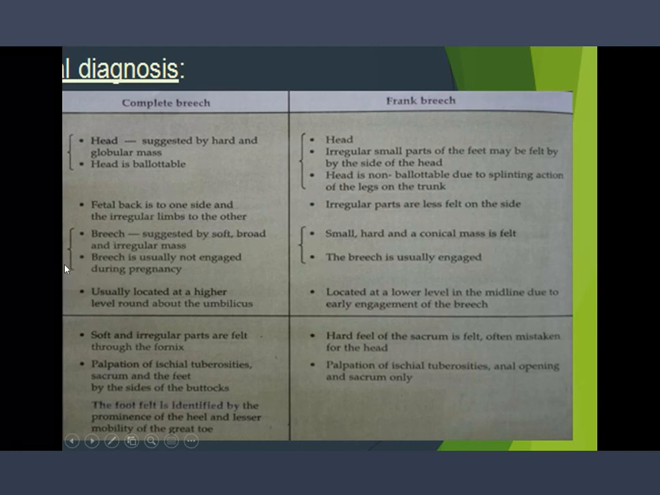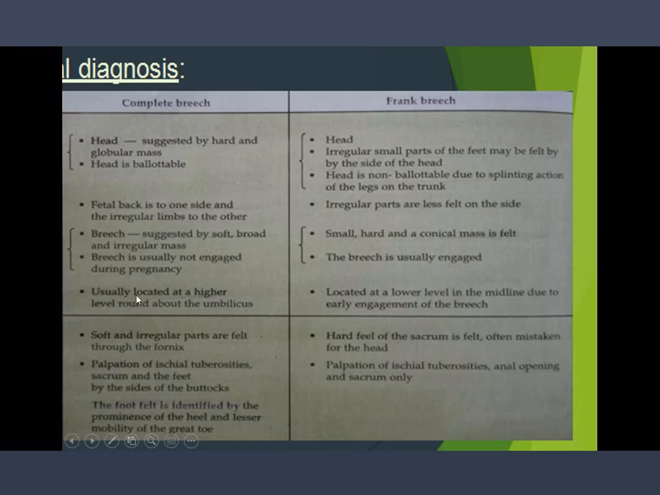And next comes the pelvic grip. In complete breech, a soft, broad and irregular mass will be palpable, but usually it is not engaged during pregnancy. It gets engaged only during labor in complete breech. Whereas in frank breech, a small, hard and conical mass will be felt, and usually during pregnancy, the breech will be engaged.